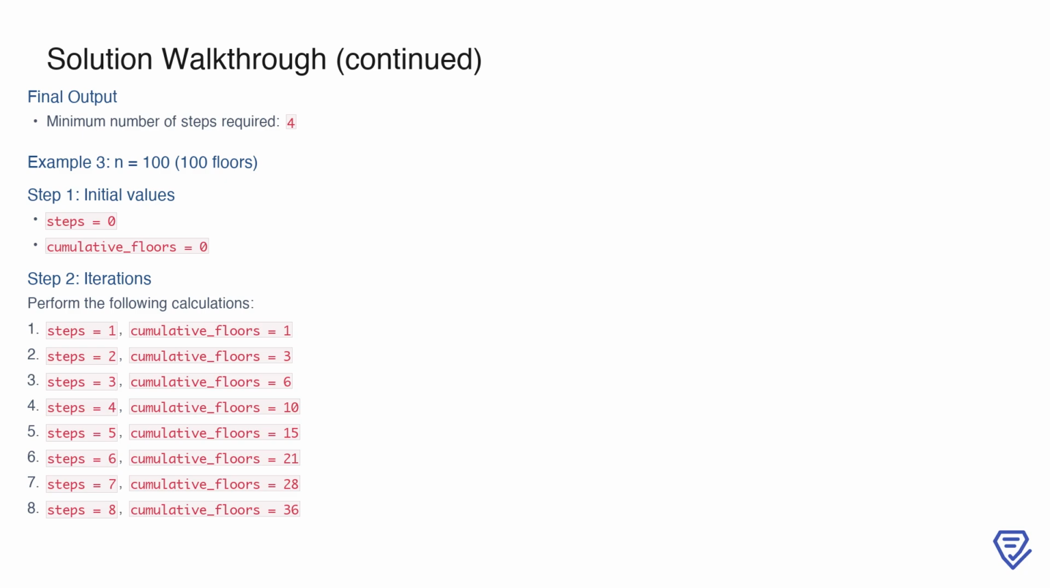In the fourth iteration, steps become 4, and cumulative floors reach 10. Continuing, steps increase to 5, with cumulative floors at 15. Then, steps are 6, and cumulative floors total 21. In the seventh iteration, steps reach 7, and cumulative floors are 28. Finally, in the eighth iteration, steps become 8, and cumulative floors rise to 36. At this point, the cumulative floors are still less than 100, so more iterations are needed.